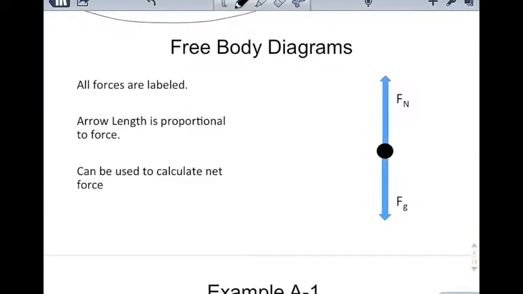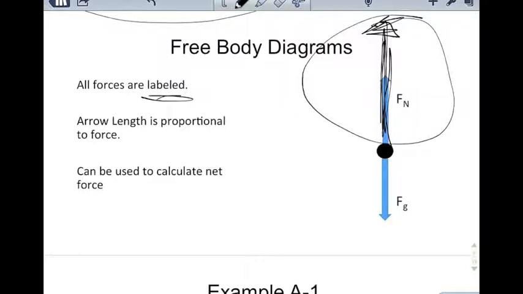It's very, very important that these forces are labeled, and that their arrow length is proportional to the force. So if I wanted to say that these forces are equal right here, but I drew the normal force way up here, well, when you look at these, this arrow is clearly longer than this one. So when you look at this free body diagram, it looks like the normal force is greater than the weight. So it's really important that you draw the arrow length proportional to the force.